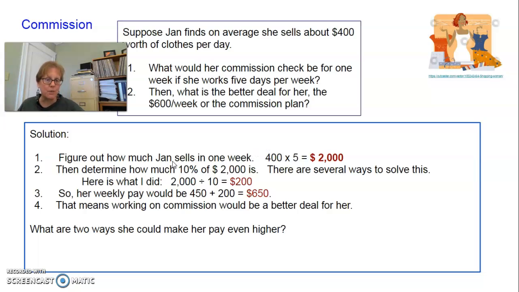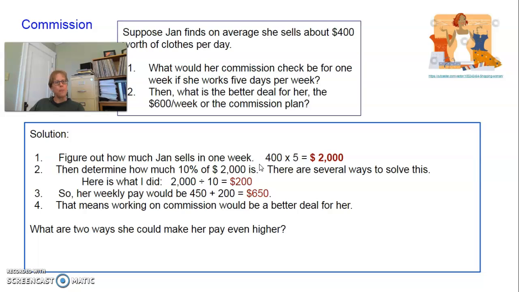All right, so first thing I did was I figured out how much she sold in 1 week. So I'm like, all right, if she sells 400 a day, then 400 times 5 is 2,000. By the way, you didn't have to do it this way. I'm going to give you another way you could do it. This is just the way I chose to start it.